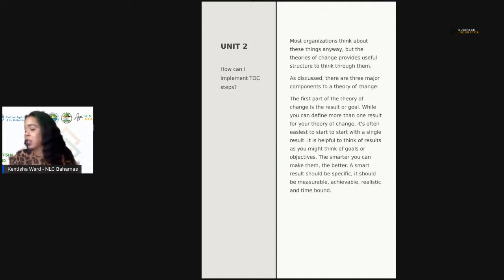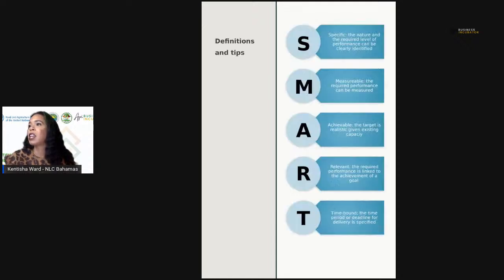It's helpful to think of results as you may think of goals or objectives. The smarter you can make them, the better. The SMART result should be specific, measurable, achievable, realistic, and time-bound. Now, if any of you had the opportunity to go into a business planning class of any sort, you would have heard about SMART goals.